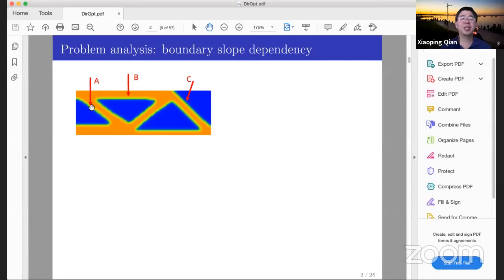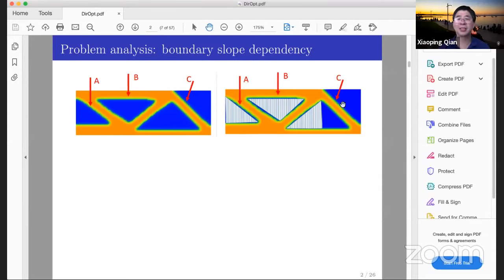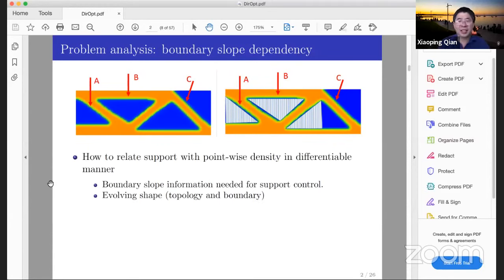As you can see, at point locations A, B, C, where you might need support really depends on the boundary slope. Facing up, you don't need support. Here, depending on the overhang angle, you could build a part without support. This is a challenging issue in topology optimization. We would like to use a gradient-based approach, so how can we relate support with point-wise density is an interesting and challenging issue.